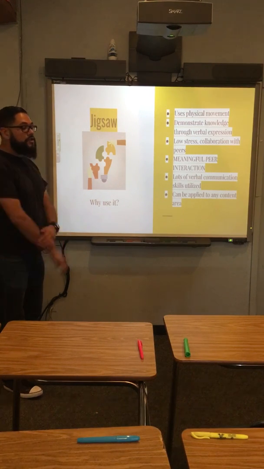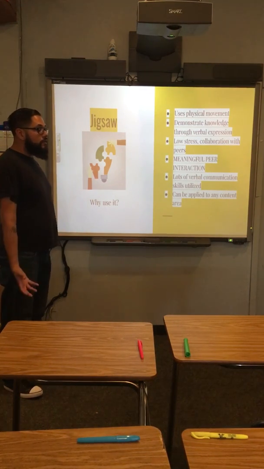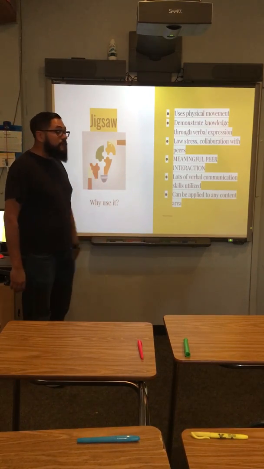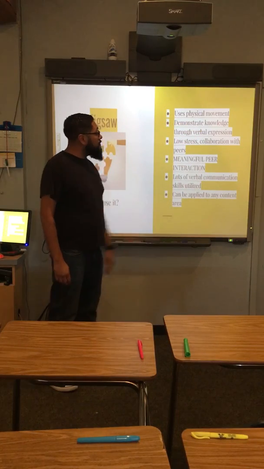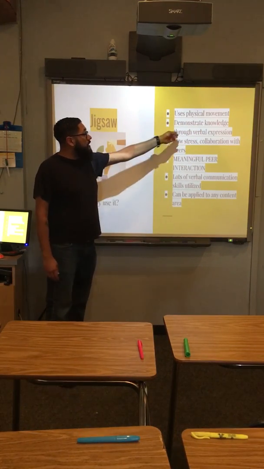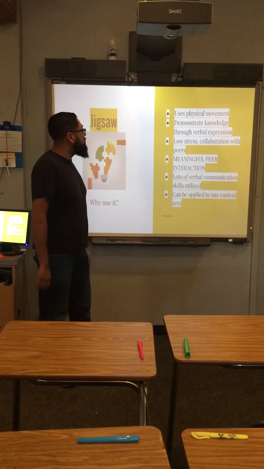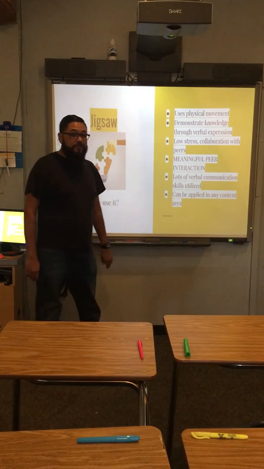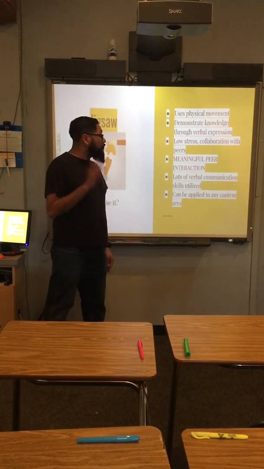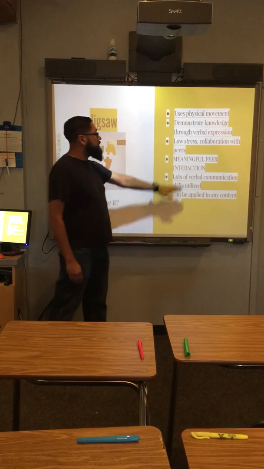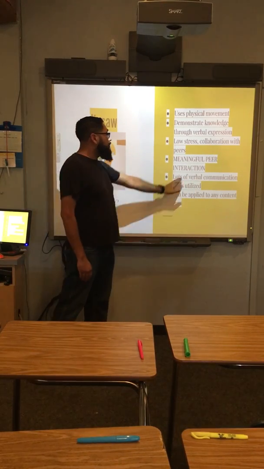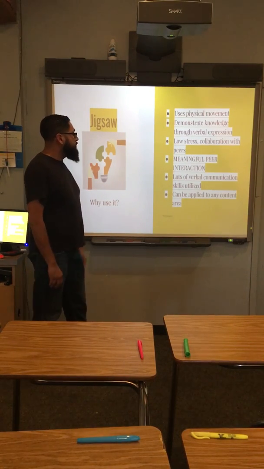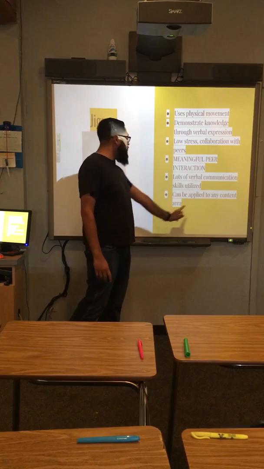When we teach English language learners, there are several strategies that we use to help them better acquire English. The Jigsaw SDAIE strategy uses physical movement. It demonstrates knowledge through verbal expression. It provides a low-stress environment through collaboration with peers. One thing that's really important is meaningful peer interaction. Lots of verbal communication skills are utilized in the Jigsaw strategy, and it can be applied to any content area.